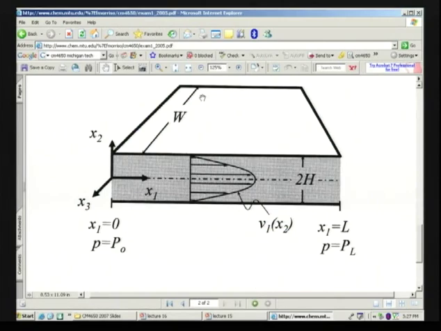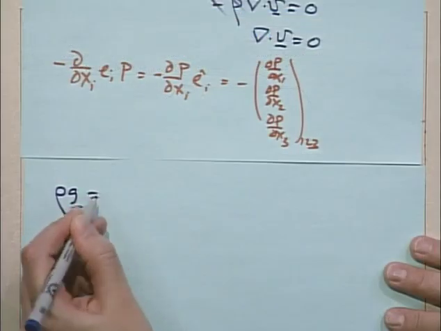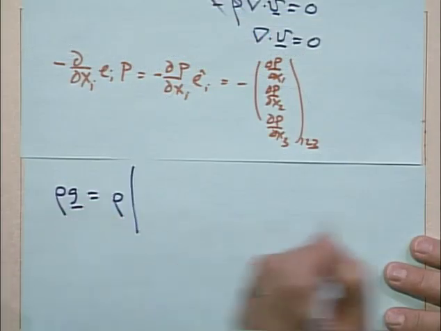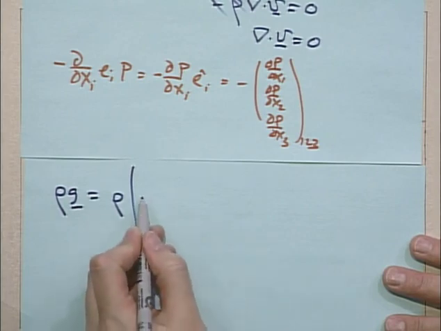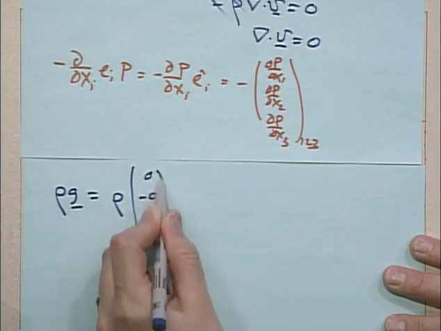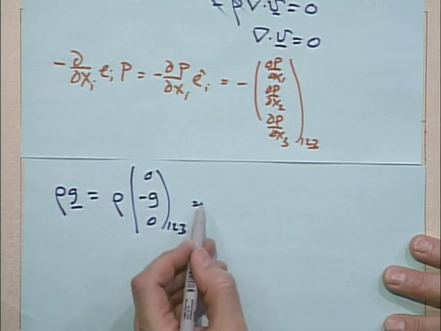Next, we could do gravity next. Rho g. What's the g vector? So in the negative 2 direction. Right, negative g, and then the rest is 0. So that's done.